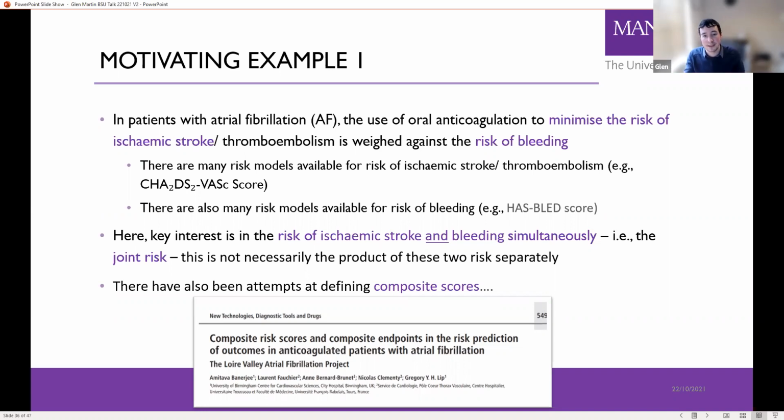So CHA2DS2-VASc and HAS-BLED, for example. But what we're interested in here, in this example, is the joint risk of stroke and bleeding happening simultaneously. And what's important to emphasize is that that's not necessarily the product of those two marginal risks. And so there's a slight disconnect here between the existing models and the actual clinical interest.